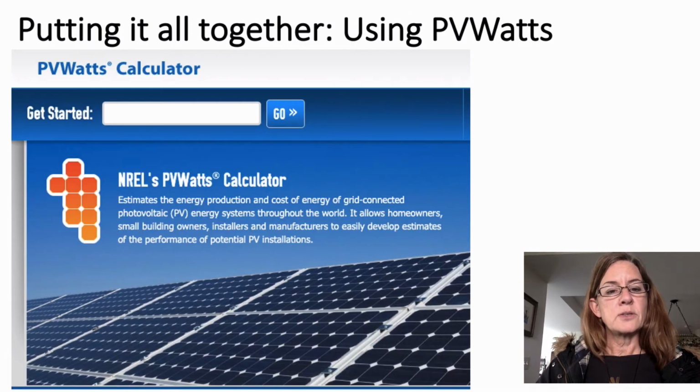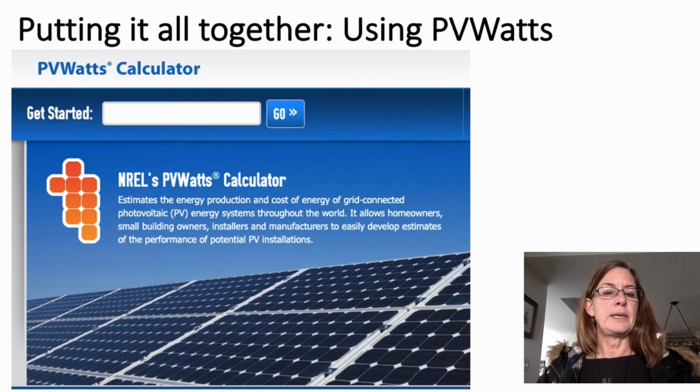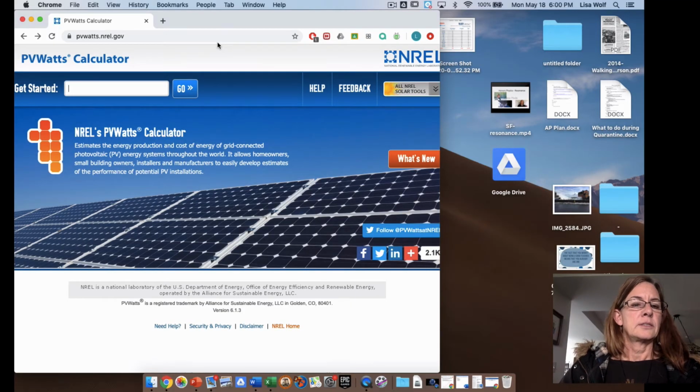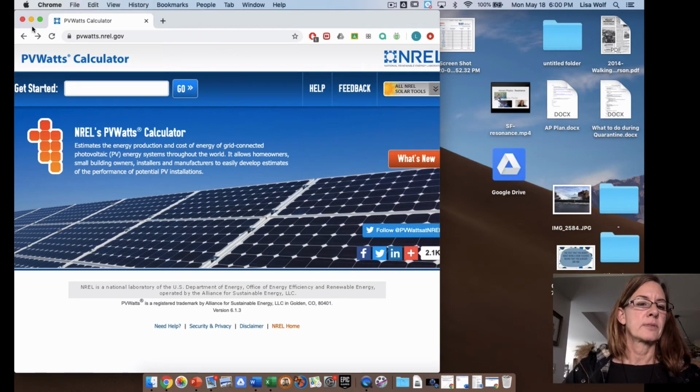Okay, so putting this all together, all the factors that we just talked about, you are going to use something called PVWatts calculator to figure out exactly how much electric energy you can generate from solar panels on your roof, and also how much money you can save by doing that. So to get started, you will go to this website called pvwatts.nrel.gov. And once you go to that website, this is what you will see.